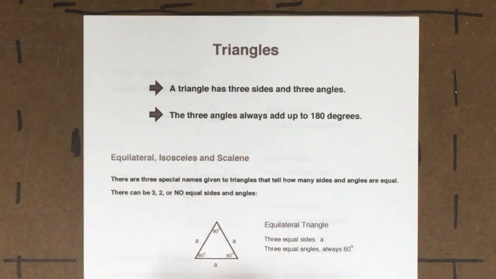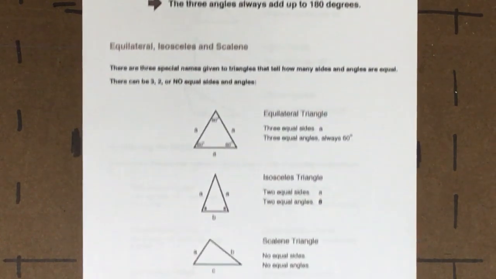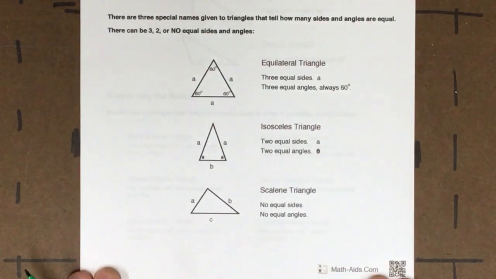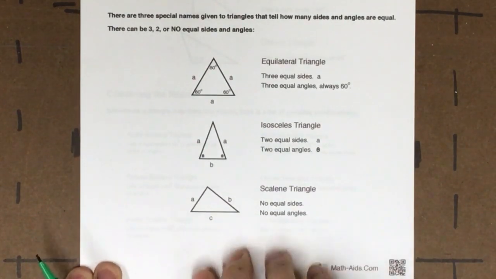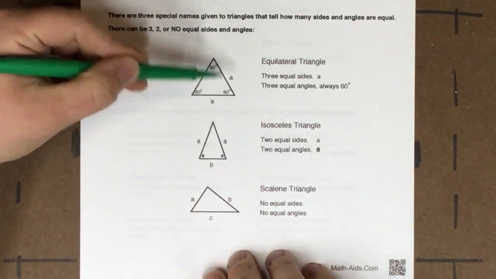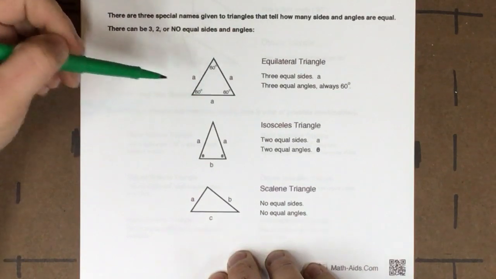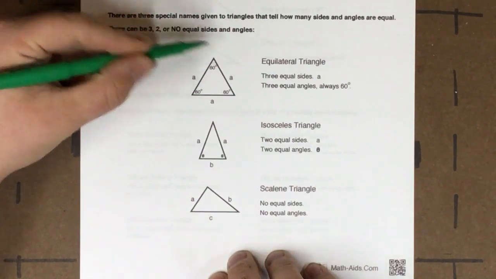So, there are three main types of triangles that we're going to be talking about. There's an equilateral triangle, an isosceles triangle, and a scalene triangle. This has to do with the number of angles and sides that are the same measurement. Equilateral triangles, all three sides are the same, all three angles are the same. They'd all be the same numbers.